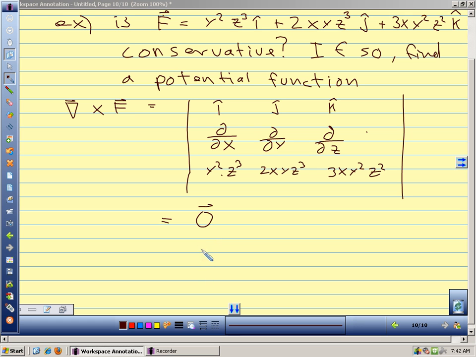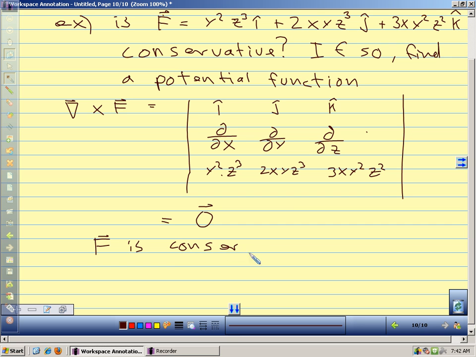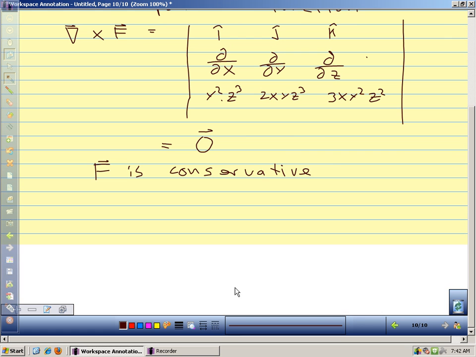So our curl is 0, so f is conservative. So we can find a potential function. To find our potential function, we have a system of 3 differential equations that we need to solve. So for our potential function, let's say that f is our potential function.